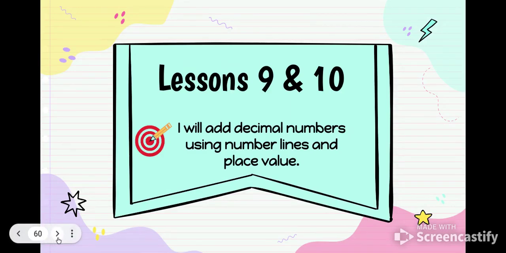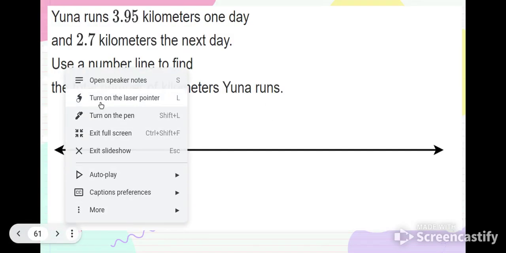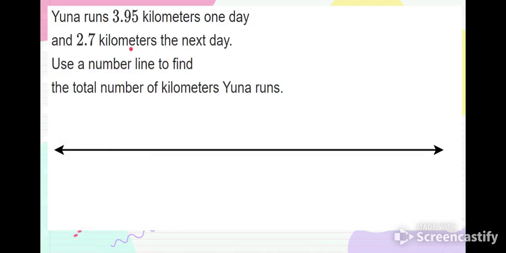So let's take a look at this first problem here using the number line. So we have Una. She runs 3.95 kilometers one day and 2.7 kilometers the next day. Use a number line to find the total number of kilometers Una runs. So I'm going to get my pen out here. So if I'm adding these two numbers, 3 and 95 hundredths and 2 and 7 tenths, I'm going to start on the number line with my bigger number so I have less to add.